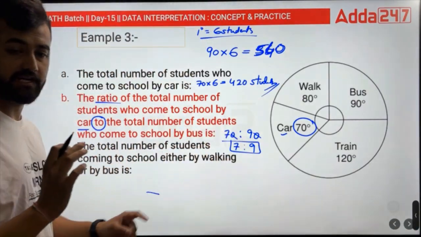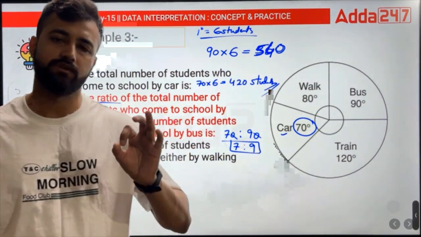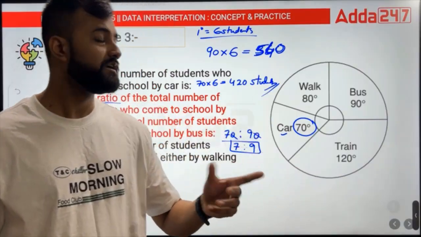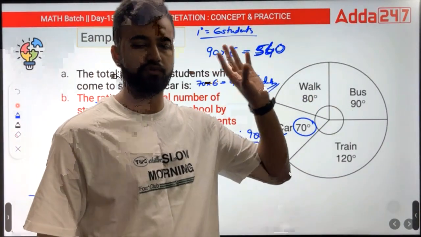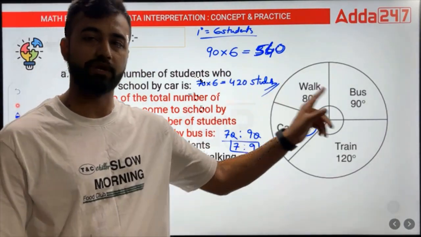So whenever in data interpretation, not only this question, any data interpretation question, when they ask you the ratio of this to that, simply use the angle values directly. You don't have to calculate the actual value. Okay, no need to calculate like this. Directly you get the ratio.